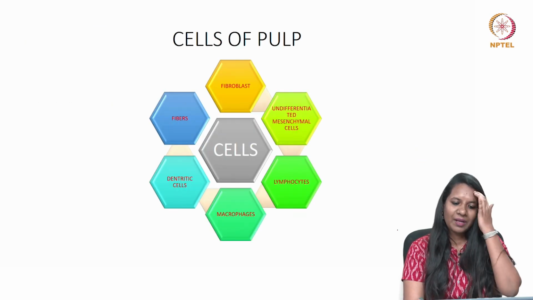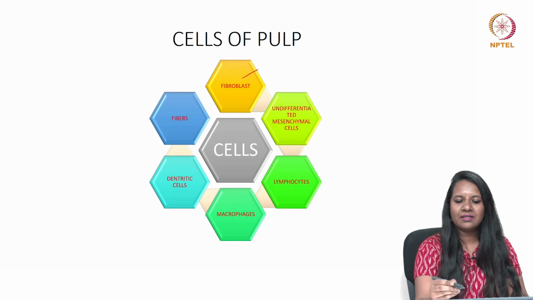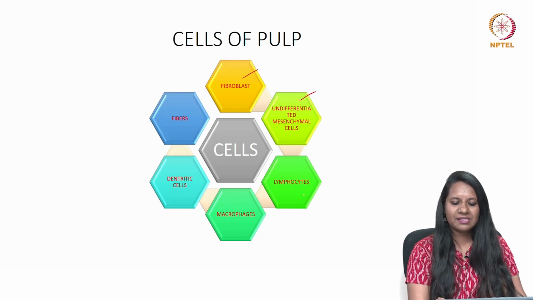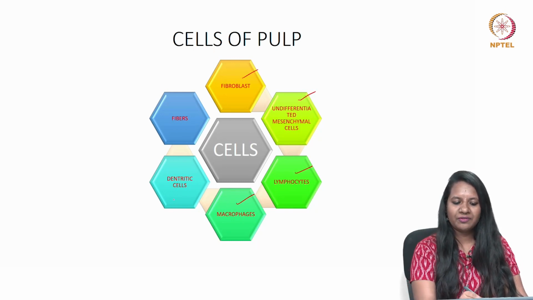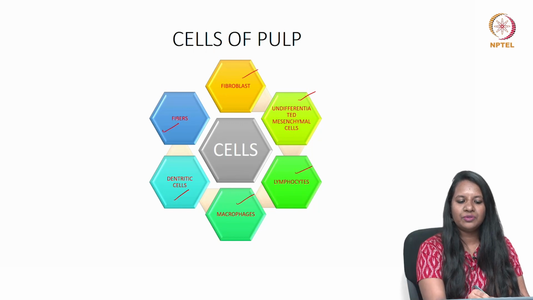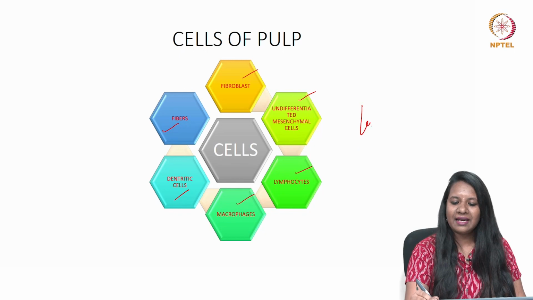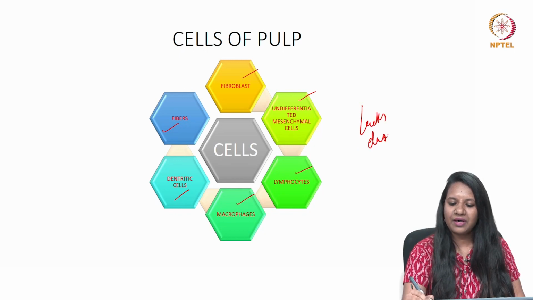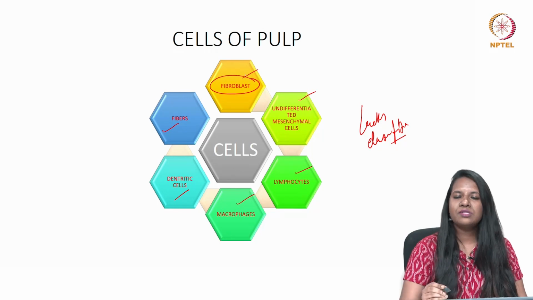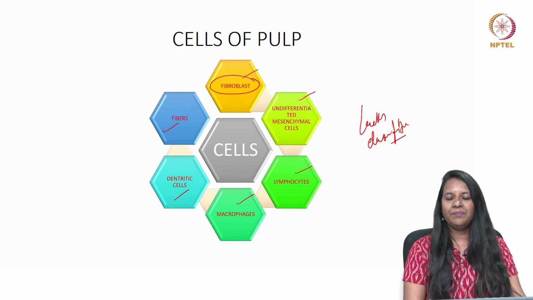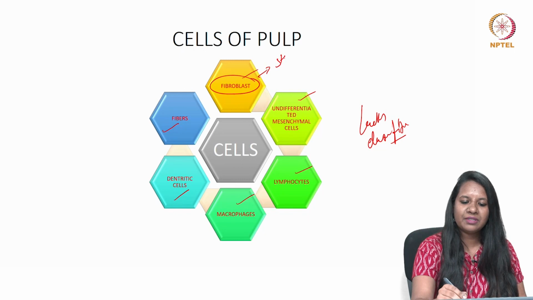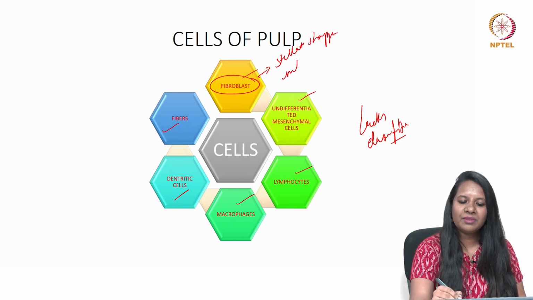The cells of pulp include fibroblasts, undifferentiated mesenchymal cells, lymphocytes, macrophages, dendritic cells and a few fibers. Pulp is very unique because it lacks elastic fibers. So, fibroblast is the most common cell present in the pulp. It is stellate shaped and it helps in inflammation and healing.